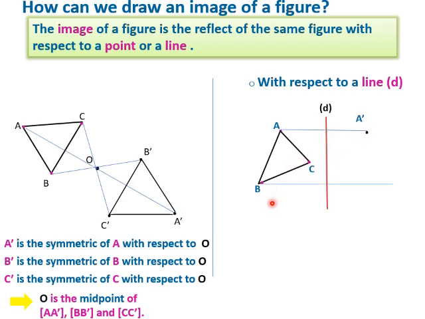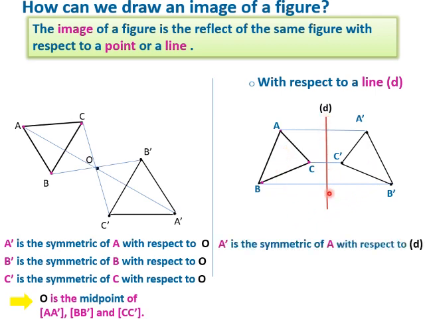Second, in the same way, we draw a line perpendicular to line D passing through B, and we measure the distance from point B till line D and take the same distance from point B prime till line D. And in the same way, we plot the image of C, which is C prime. And then we join A prime, B prime, C prime. Now, triangle A prime B prime C prime is the image of triangle ABC with respect to line D.